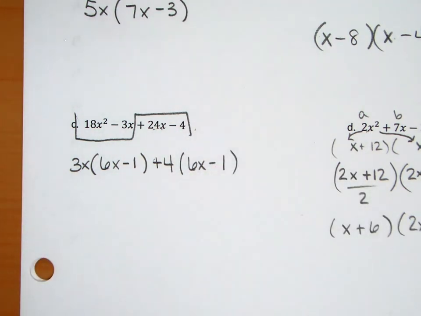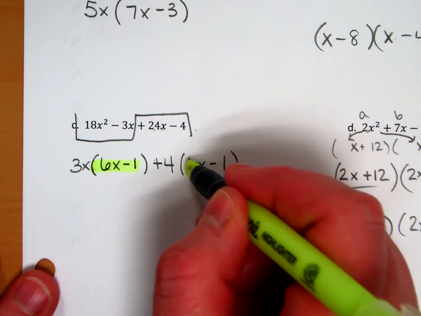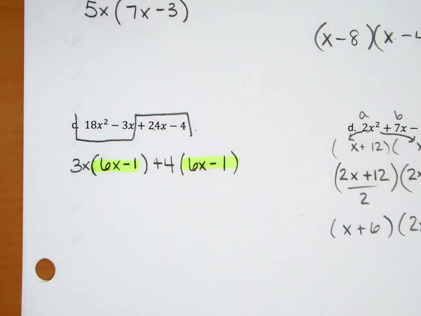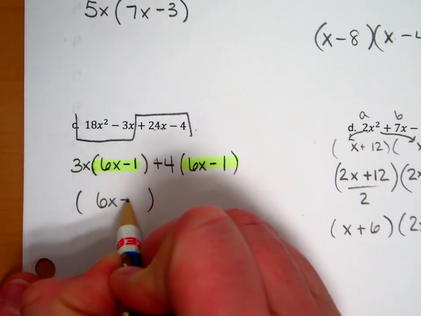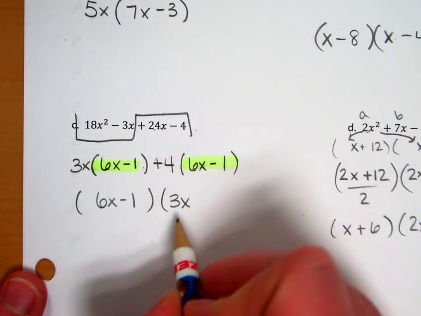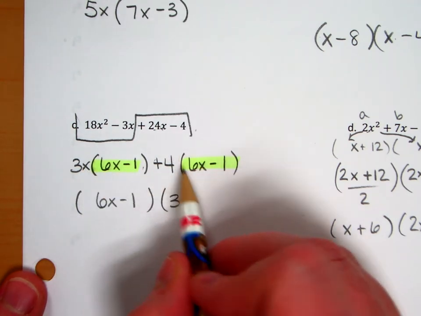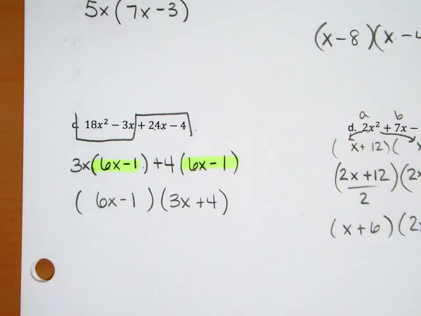Now when you're factoring by grouping, what you're doing is you put this in a new set of groups. And we're looking for a common factor between these guys. This new group gives me a new set of parentheses that has 6x minus 1 in both of them. So that would be the common factor I'm going to pull out. Once I pull 6x minus 1 out of this, I'm left with a 3x in the front. And on this part here, I'm left with a plus 4.